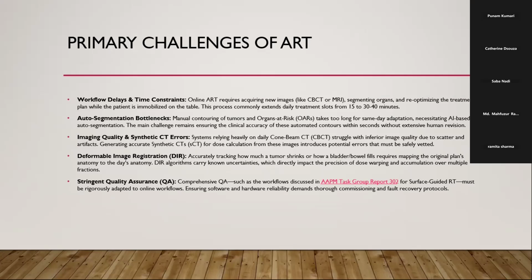Now, auto segmentation. Manual contouring of tumors and OARs takes too long for same-day adaptation, so it requires AI-based auto segmentation. Now with the new machines, Ethos and Elekta Evo radiotherapy, they have all the AI-based auto segmentation tools. So now it is quick.